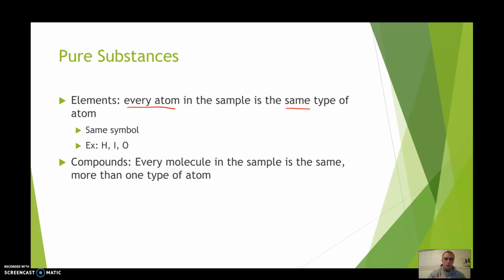Compounds, this is when we could, and I'm going to write this in here, we could have more than one type of atom. So this could be more than one type of atom. It doesn't have to be, but it could be. And the kicker, though, that makes this still a pure substance is that every molecule is the same.